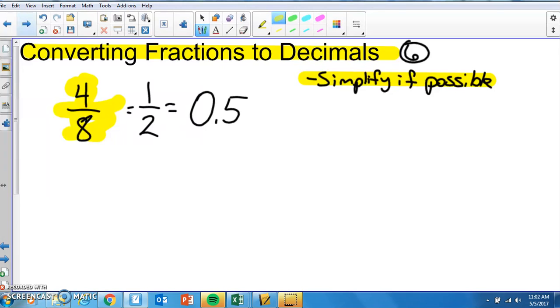Now, you may know it equals 0.5, but do you know how to actually get 0.5? So 0.5 out of 4/8, or better yet, 1/2.